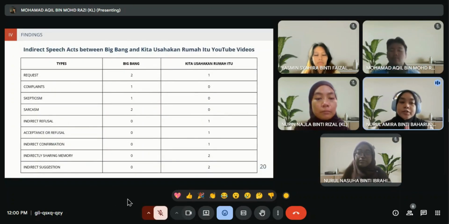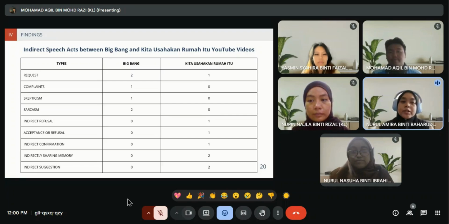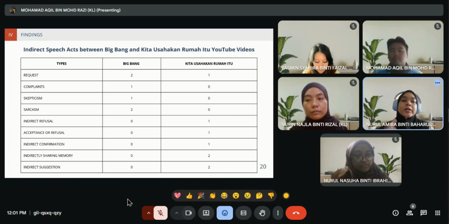Now we are moving on to the findings. In the findings here we have the types and frequency of indirect speech in both videos and the comparison of indirect speech between Big Bang and Kita Usahakan Rumah Itu. First of all, Big Bang Theory uses four different types of indirect speech acts, which are requests, complaints, skepticism, and sarcasm. The most frequent use of indirect speech acts is request and sarcasm.